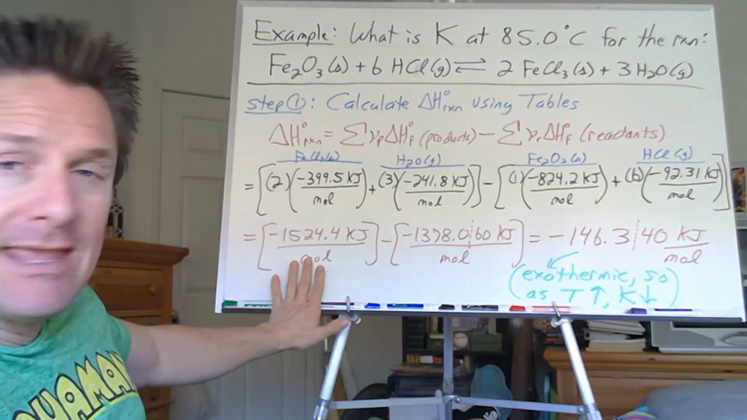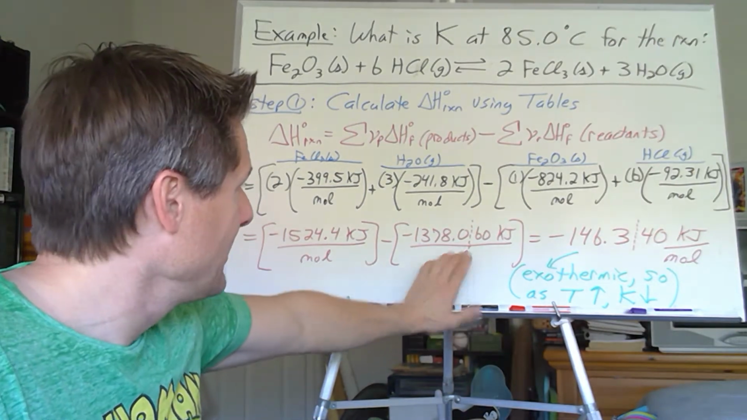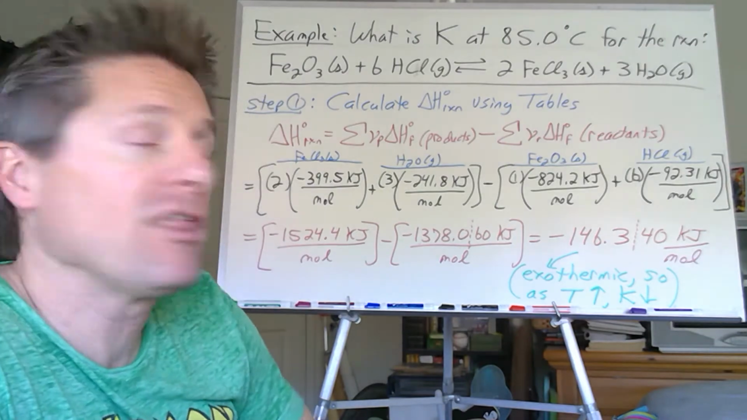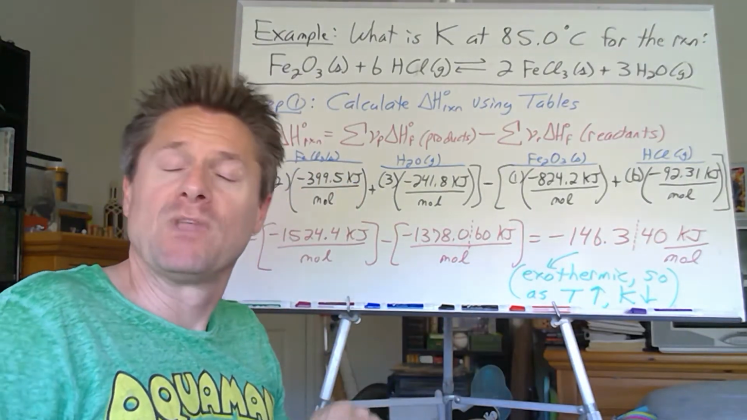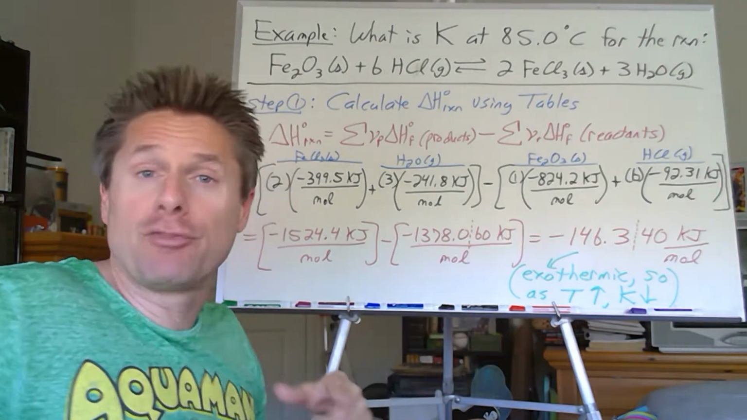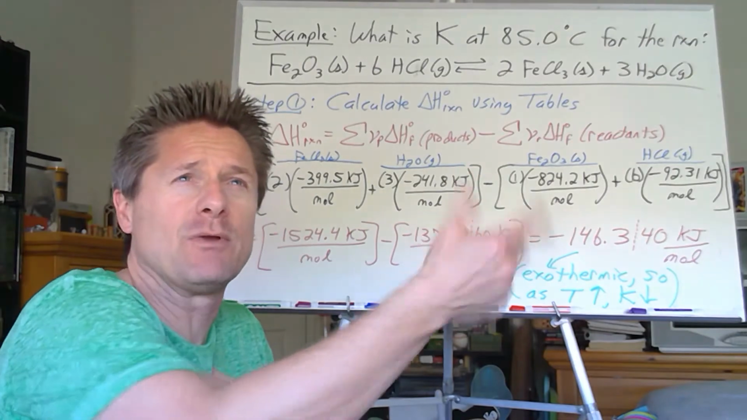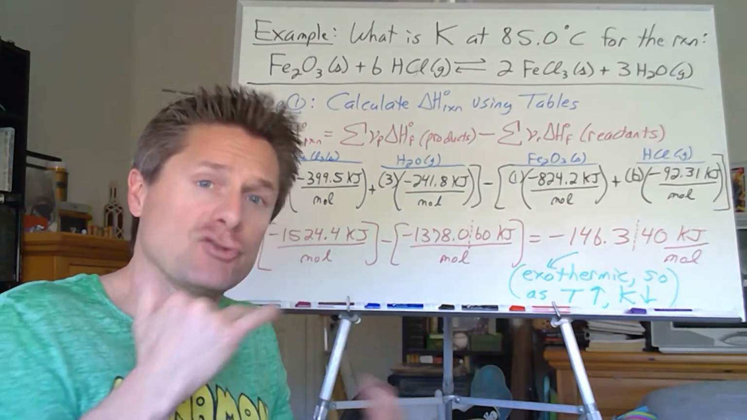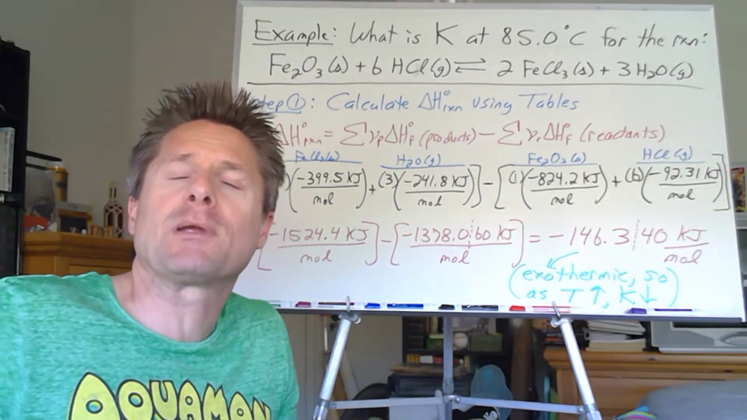Let's take the final state products minus the sum for the initial state reactants, limited to 1 decimal place. I get negative 146.3 kilojoules per mole. Now let's think about what that means. That's exothermic. Delta H is negative. So qualitatively, heat would be a product. So as temperature increases, it shifts left. K should drop, right? So as temperature increases, K decreases for exothermic processes.